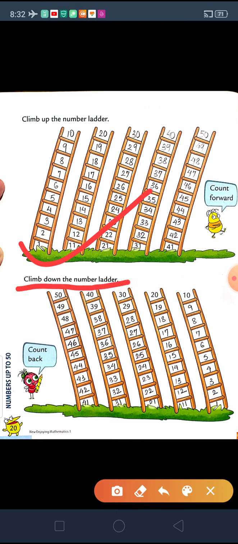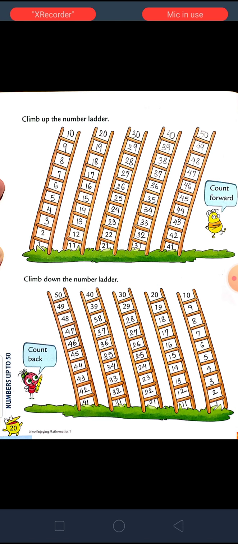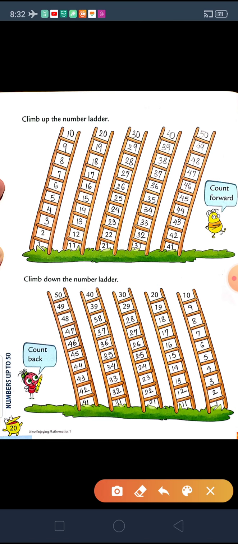Climb down the number ladder. Down means, now as we know, climb up means we go upwards. Down means you have to come down, means you have to count back. So how will you count back? This is 50. They have given 2 or 3 numbers: 50, 49, 48. Now what comes before 48?